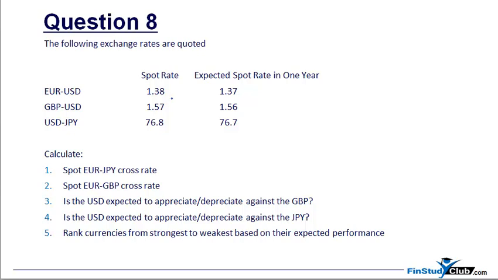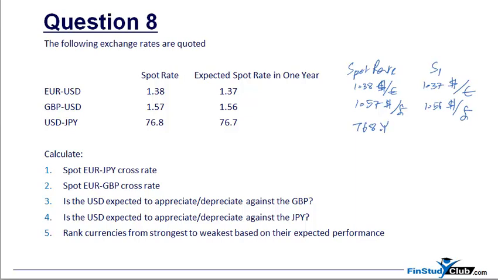So let's first try and interpret these rates. We have Euro USD 1.38. So one would like to believe that the spot rate and the expected spot rate, so let's call it S1, this is 1.38 USD against euro, and then it becomes 1.37 USD against euro, right? That's what the expected rate is going to be. GBP USD 1.57 USD against pound, and then 1.56 dollar against pound. That's what it is expected to be. 76.8 yen against dollar, and then it is expected to become 76.7 yen against dollar.